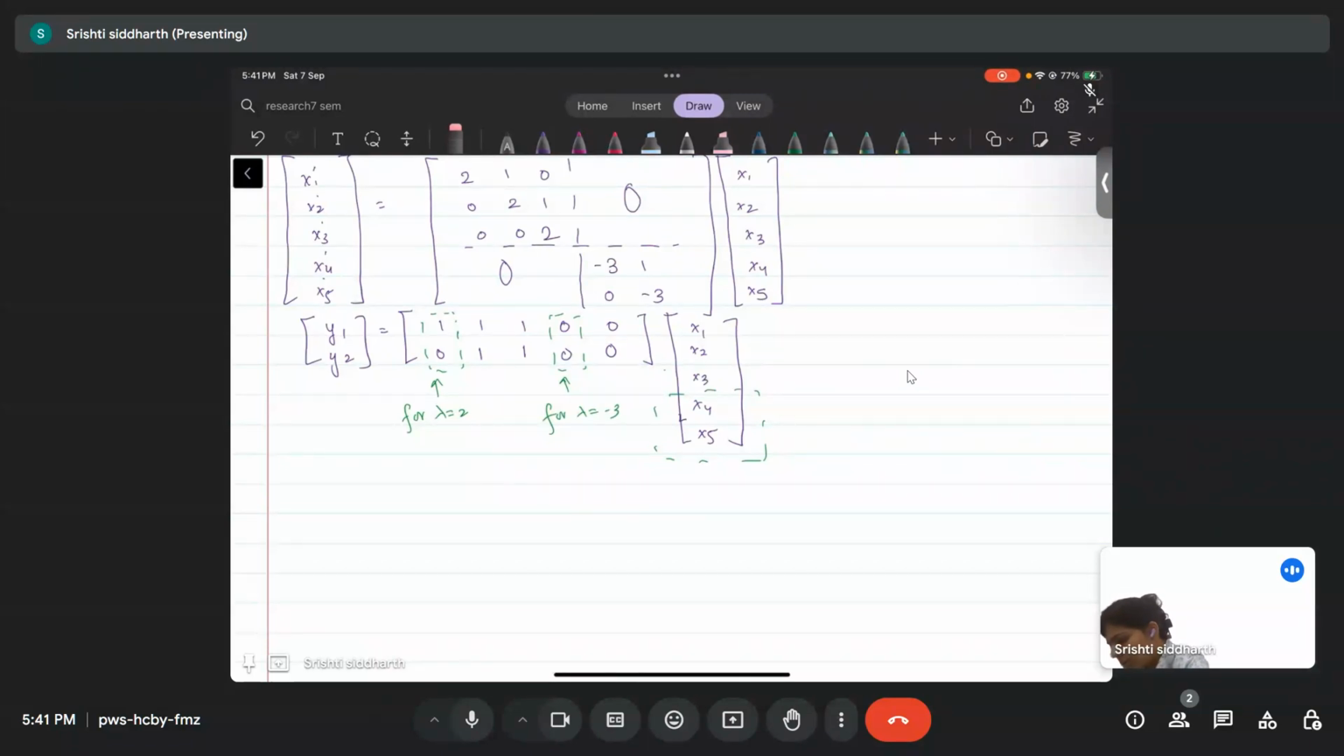Sorry, so I'm going to rewrite this again. Sorry about this. 1, 0, and then if this is 0, 1, let me write this down. This is for lambda equals -3. In this case, the first column of the repeated eigenvalues are non-zero, so we can conclude that the system is indeed observable.